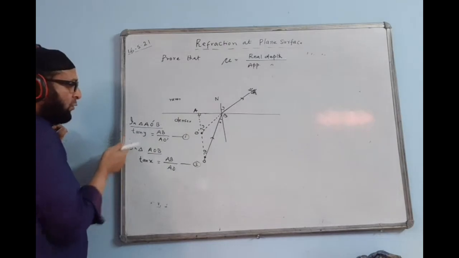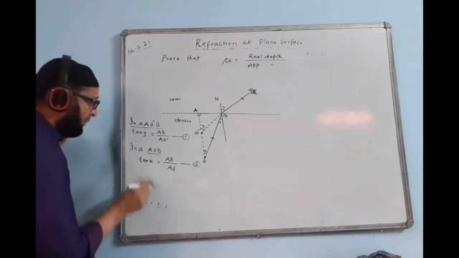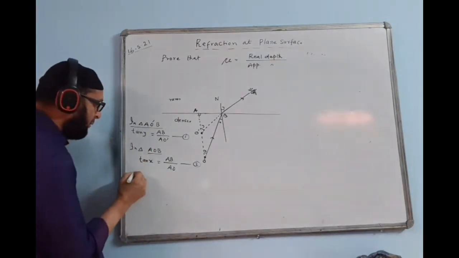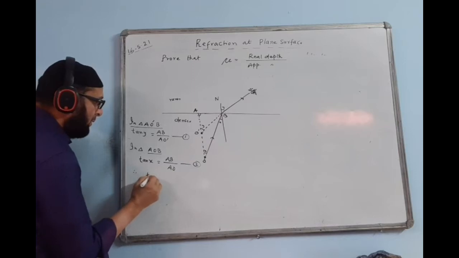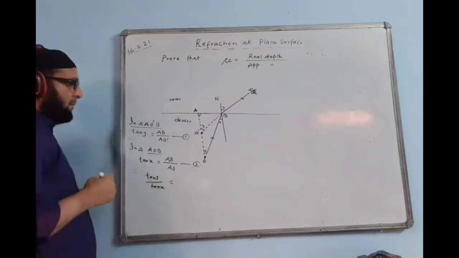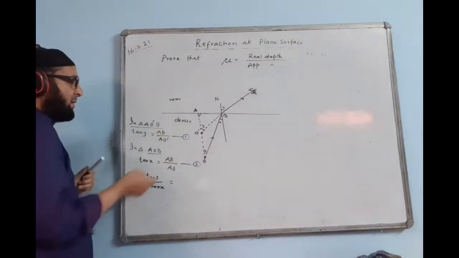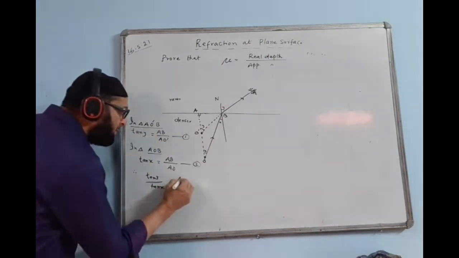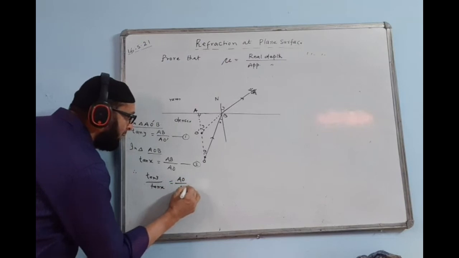We see that these two, let us divide the two of them. Therefore, tan Y by tan X, I'll divide them. When we divide, AB and AB cancel, this will be turning upside down and become AO by AO dash.